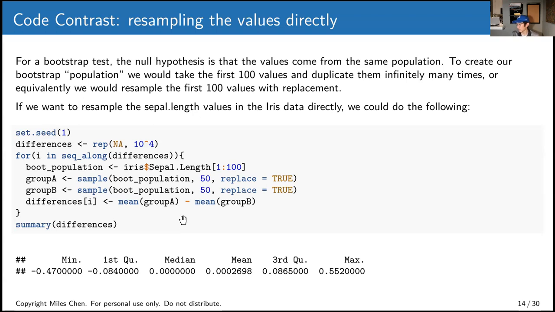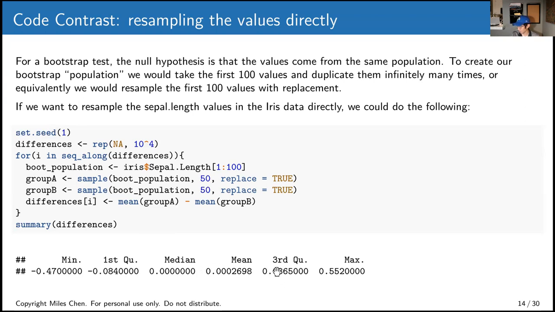And so this is how I resample the values directly. I make a boot population, and all 100 values go into the boot population. 50 of them go to group A, 50 go to group B. We take the mean of group A minus the mean of group B, and we see what kind of differences we can get. Most of the time, we get a difference of around zero.